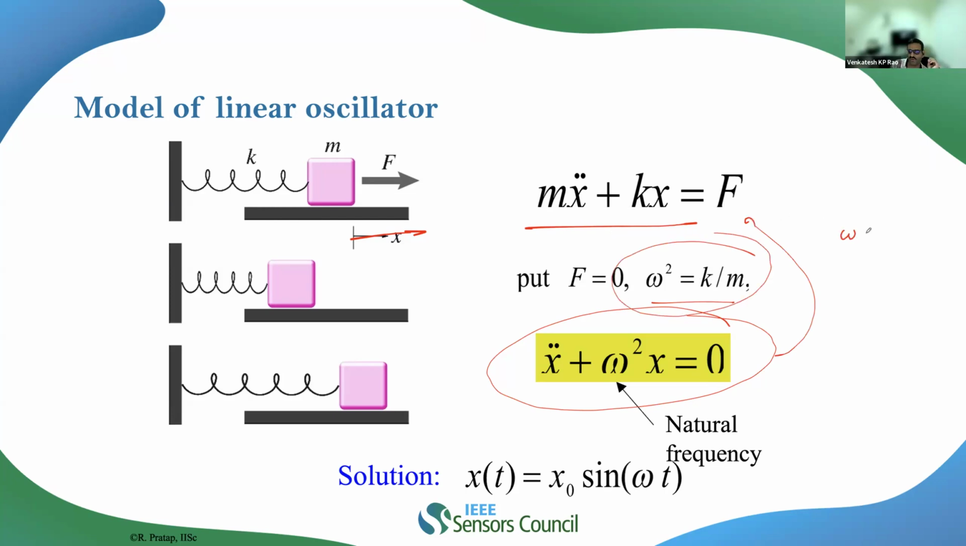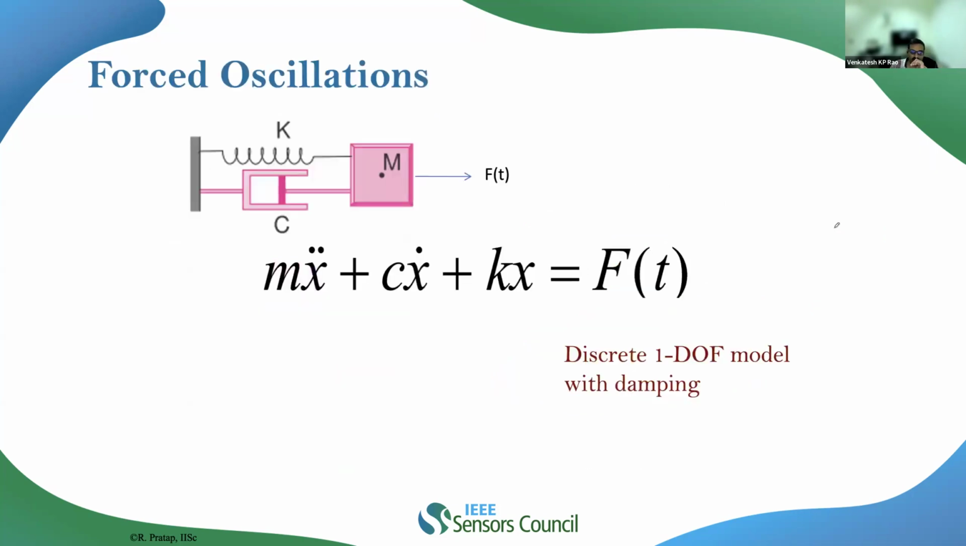The same thing I wrote earlier: omega n equals square root of k by m, where omega n is basically called the natural frequency under consideration.